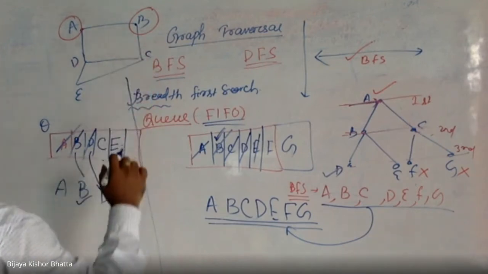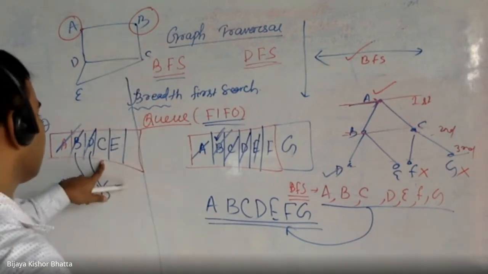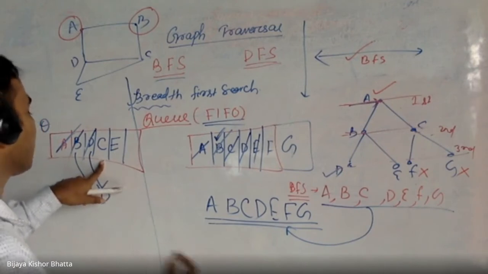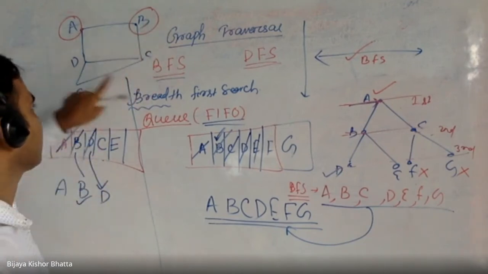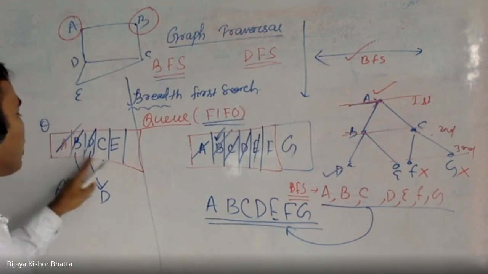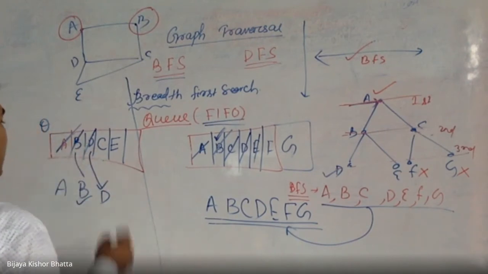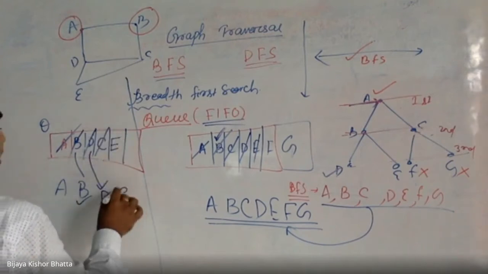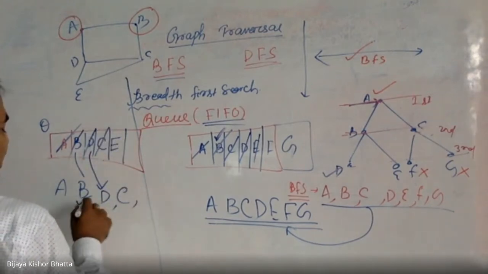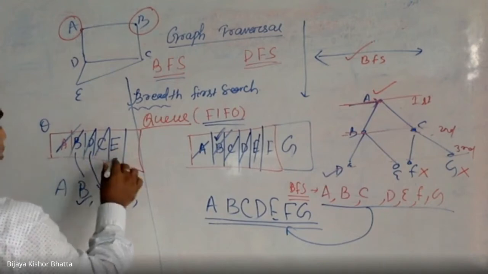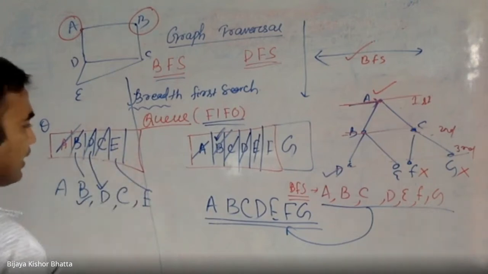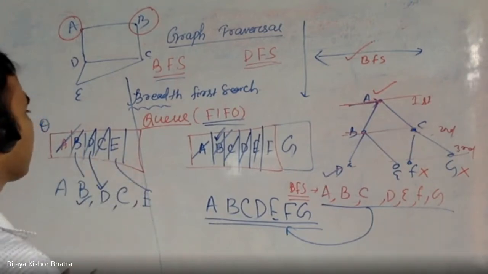So for C, does it have any new dependent vertex? C has how many vertices? B is there, D is there, E is there. But if you look into this, all of these vertices are already processed. So that's why there is no new dependent. So I can simply go ahead and delete this C, right? And similarly, I'll go for E, and simply go ahead and delete this E, right? So this is how this particular BFS works.